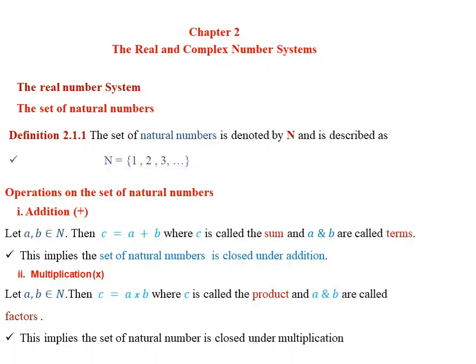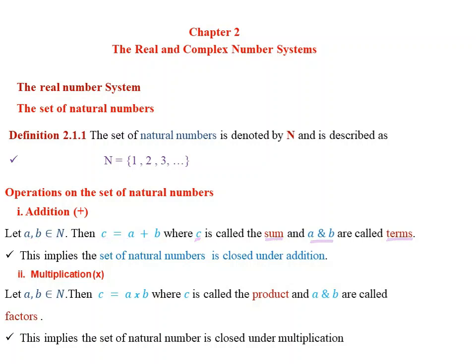Operations on the set of natural numbers: by addition and by multiplication. Let A and B be elements of natural numbers, then C is equal to A plus B, where C is called the sum and A and B are called terms.